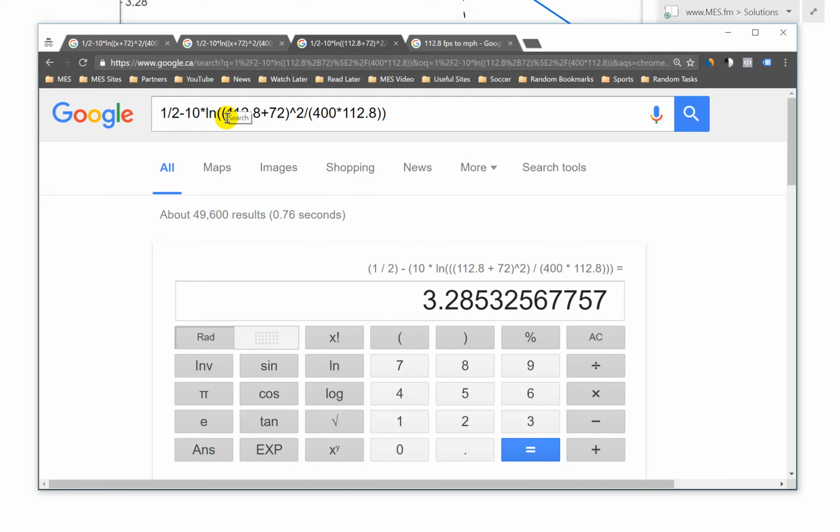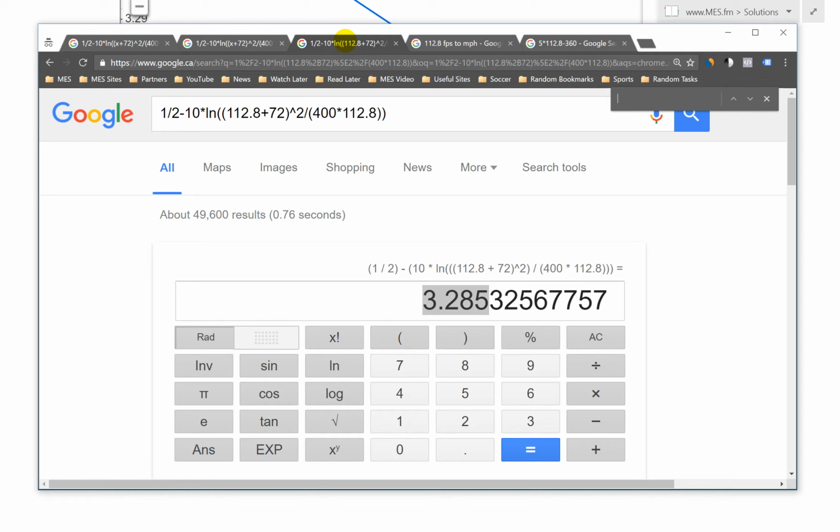Also for completeness, I just wanted to plug that 112.8 into that big formula of the relay time at the minimized distance x. When you plug in 112.8, it's plus 72 squared, 400 times 112.8, that's our W, we get 3.285, and so on, because we rounded. So this is the time of the direct throw, which is correct.